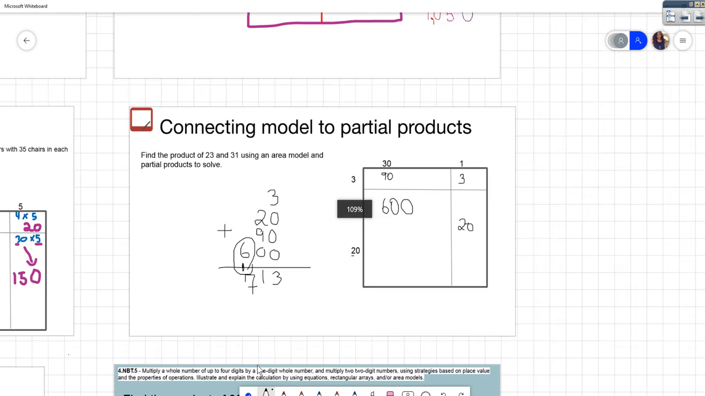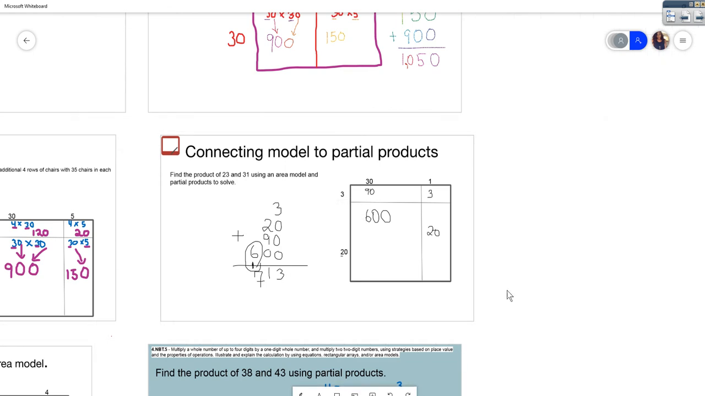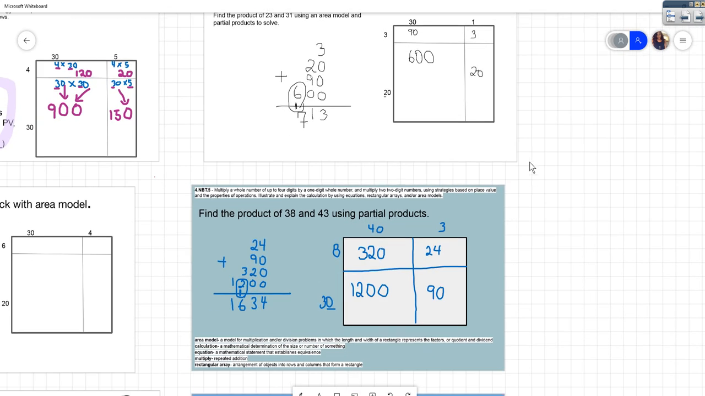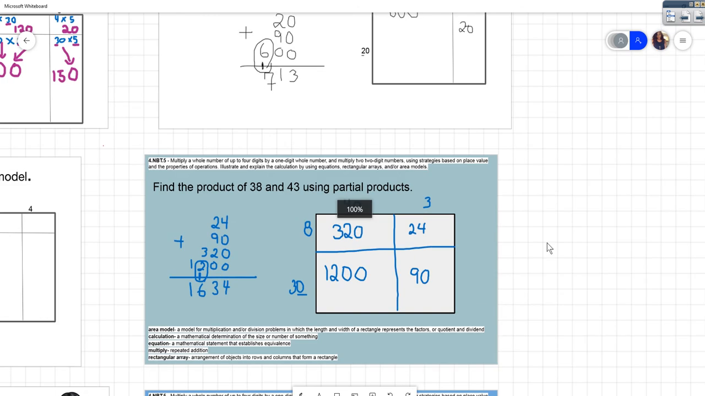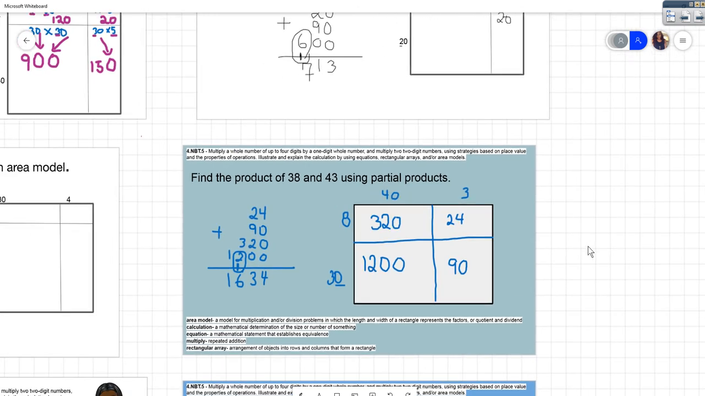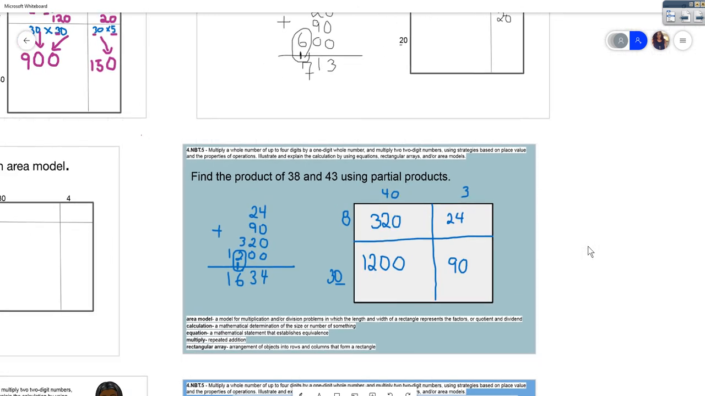Now, if you would like to try this strategy, you could look into your assignment. This first one is in your assignment. This is one our class did together. As you can see, we split up 38 into 30 and 8 because 30 plus 8 gives us 38. We also broke apart 40 and 3. 40 plus 3 is 43.